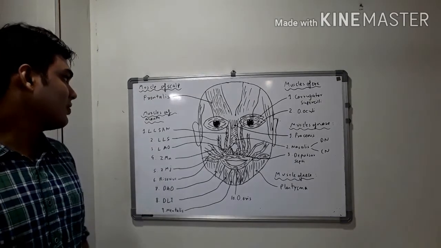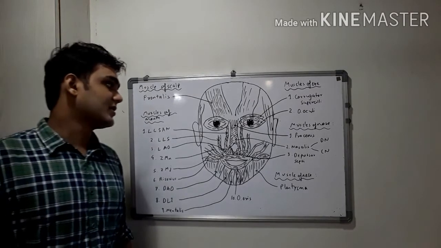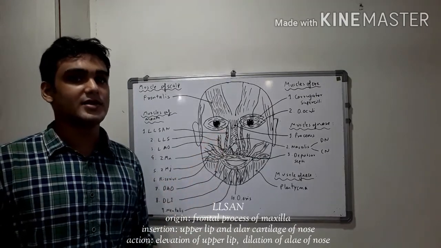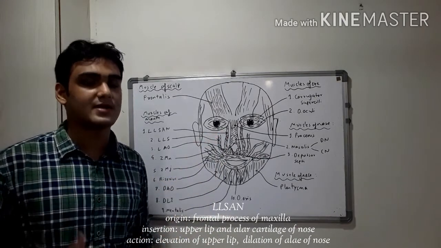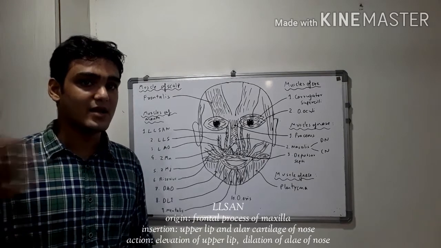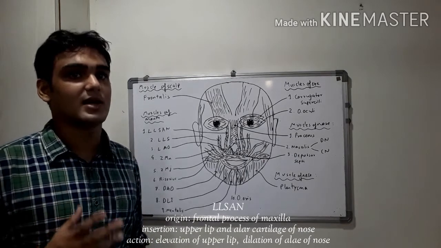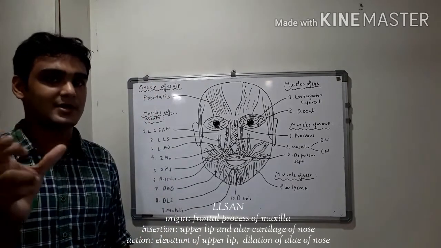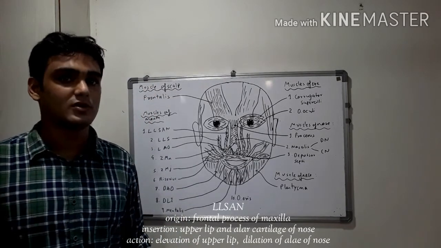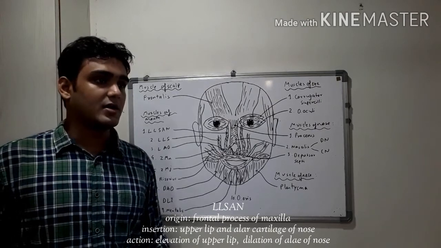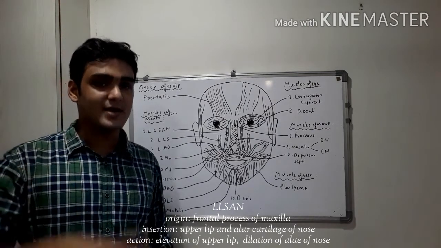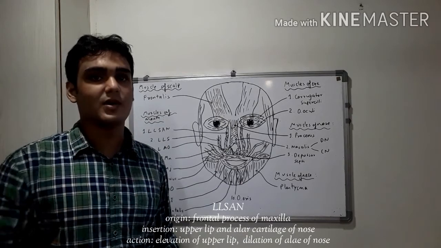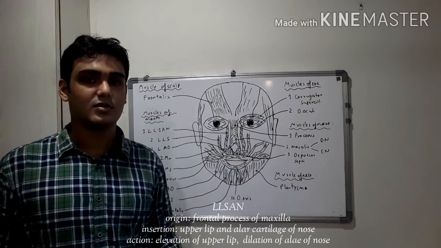Then coming to the muscles around the mouth. So firstly talking about the levators. So here's the levator labii superioris alaeque nasi. It originates from the frontal process of the maxilla, and its insertion is there in the name itself, levator labii superioris alaeque nasi. So it is inserted in the upper lip, levator labii superioris, the upper lip, and alaeque nasi, the ala of nose. And the action is also there in the name itself, levator labii superioris. So it causes the elevation of upper lip and dilation of the nares.